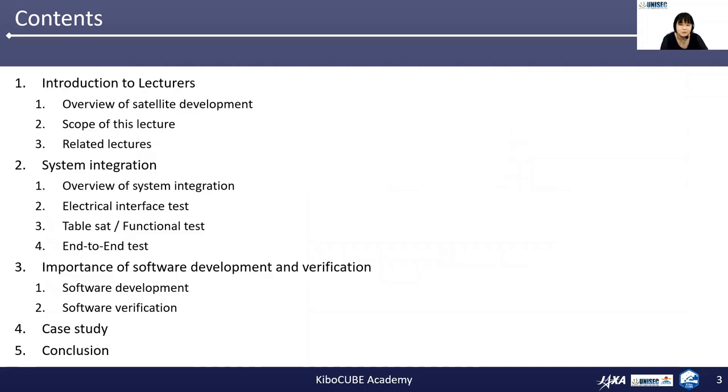Here are the contents of this lecture. This lecture introduces the details of system integration and electrical testing. In this phase, it is required to plan for system verification logically. After the review of the related lecture, the system integration flow is explained in detail. This lecture especially focuses on explaining software development and verification.